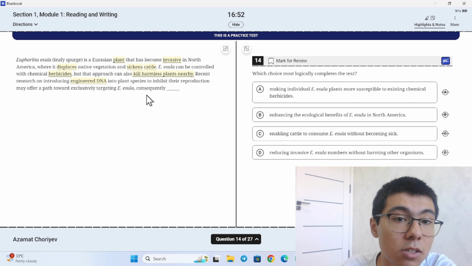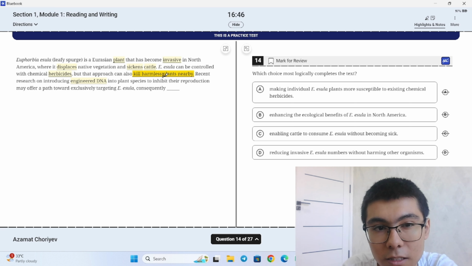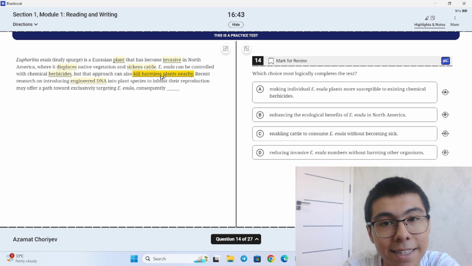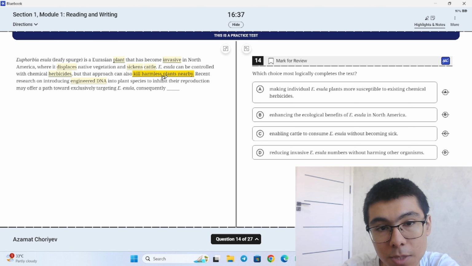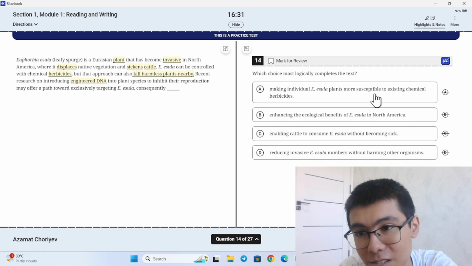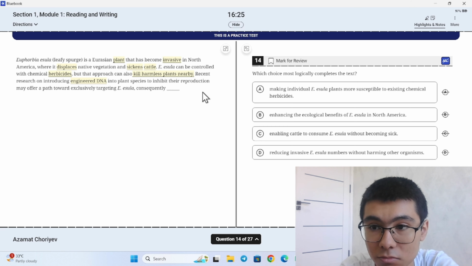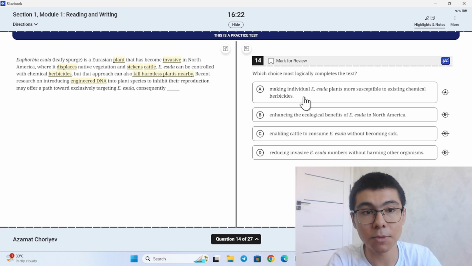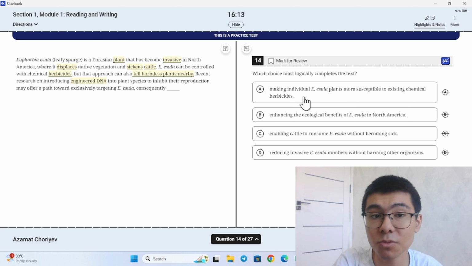Consequently, we want something related to not killing harmless plants nearby. My guess is not always going to be correct, but it helps me understand what sort of choice I'm looking for. Choice A, making those plants more susceptible to existing chemical herbicides. No, we actually solve that problem. Chemical herbicides can also kill those harmless plants, but when we introduce engineered DNA, we have to solve that problem. The problem is killing harmless plants nearby.